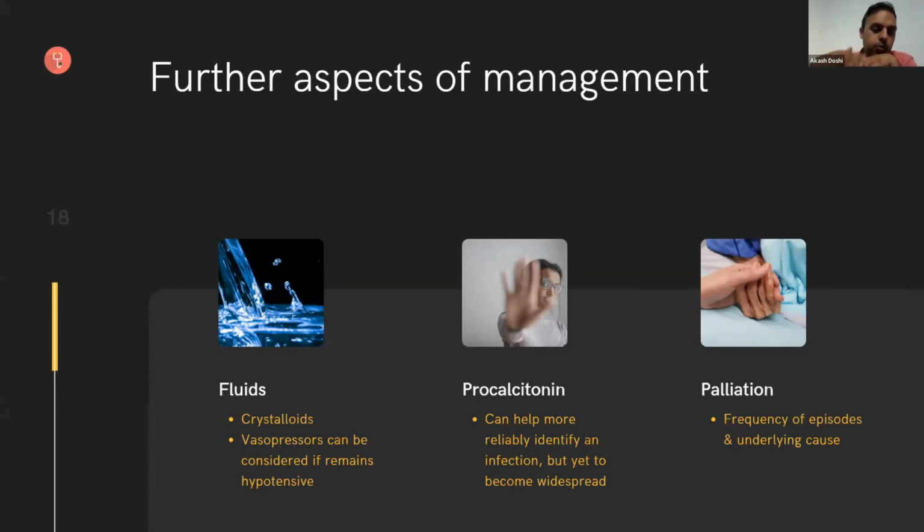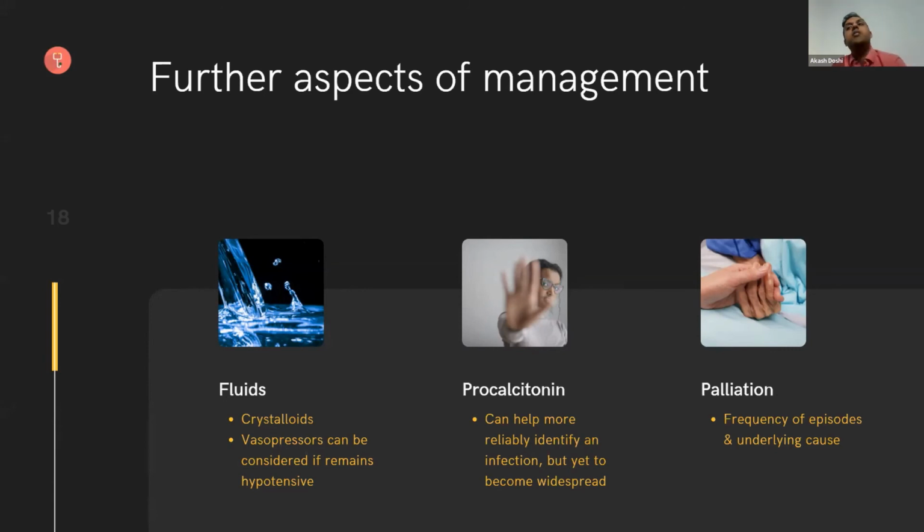Procalcitonin, I guess, is a much more novel thing that's just about creeping in. So what procalcitonin is, it's essentially the kind of previous molecule to calcitonin. But what it does is it's much more of a sensitive marker for infection. Yes, it does go up for a couple of other things, but unlike CRP, it doesn't go up for everything.